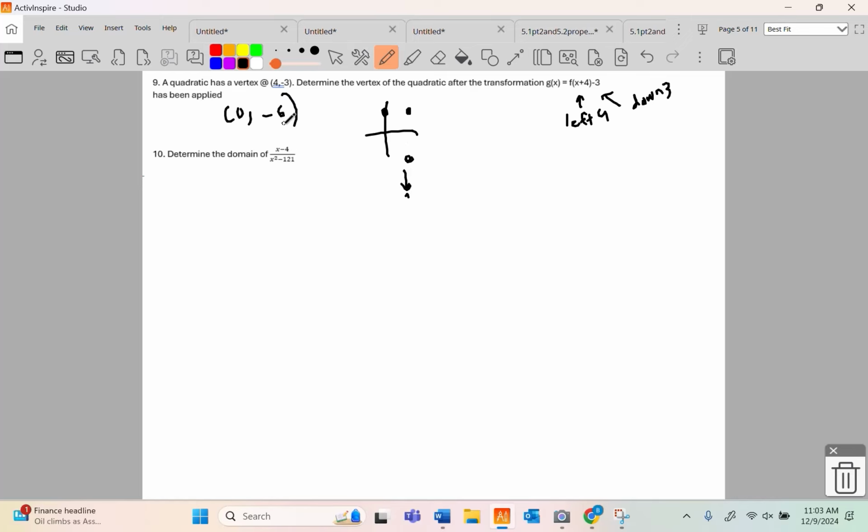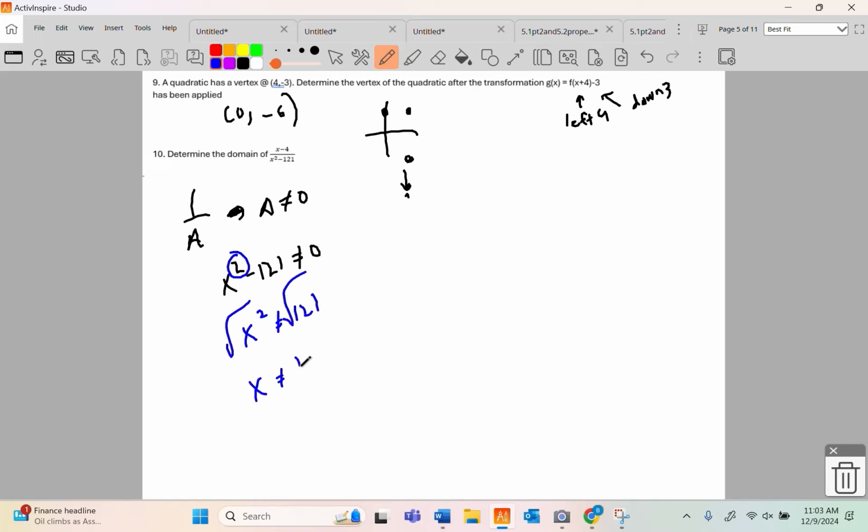So if I was down here at 4, -3, and I'd drop some more, right? -6. All right, determine the domain of x minus 4 over x squared minus 121. You have a rule for 1 over anything. The anything is not 0. So x squared minus 121 is not 0. The easiest way to do this one, by the way, pay attention to that, is to just shift the 121 over, counteract squaring by square rooting, and we're not plus or minus 11, because the square root of 121 is 11. So we're everything but plus or minus 11.